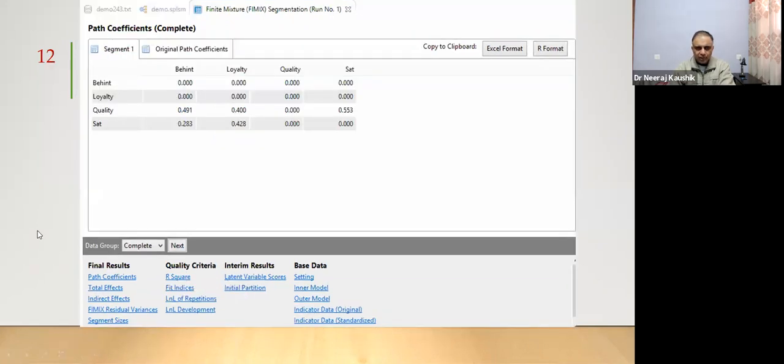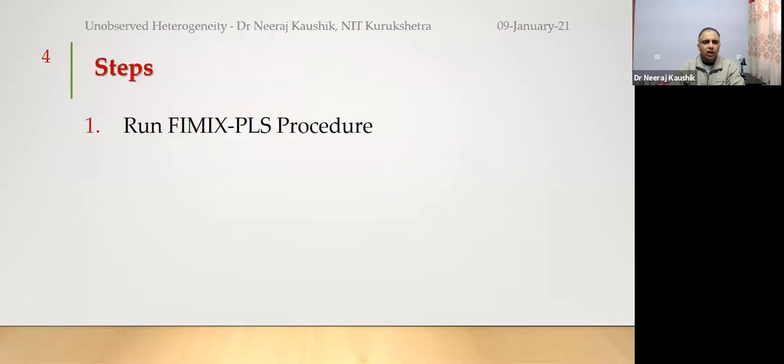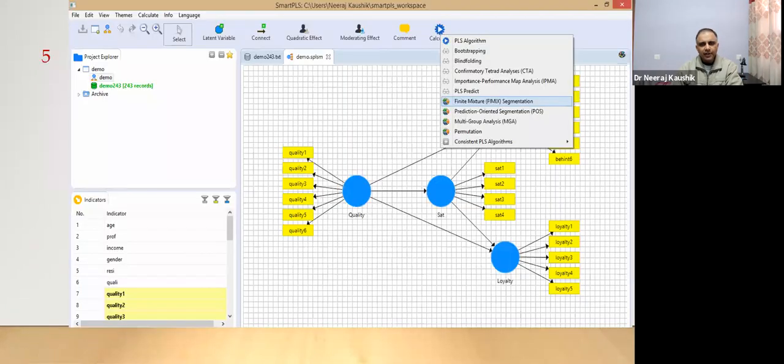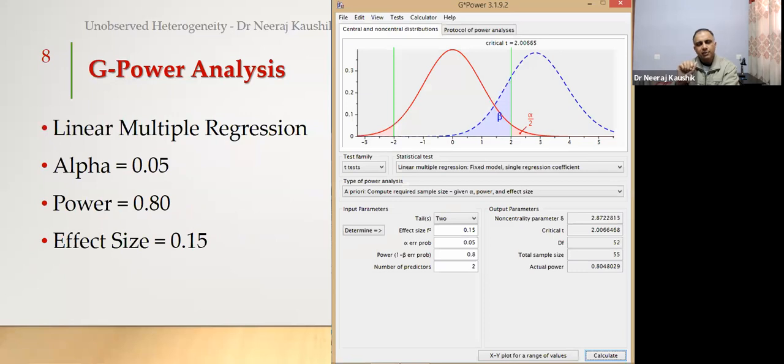Let me show you once again from the back how we started it. We will talk about FIMIX. In FIMIX, basically it will ask you how many segments there are. I don't know how many segments I should check. I can randomly check 1, 2, 3, 4, 5, 6, 7. But what should be the upper limit? For that, we will use this G Power.